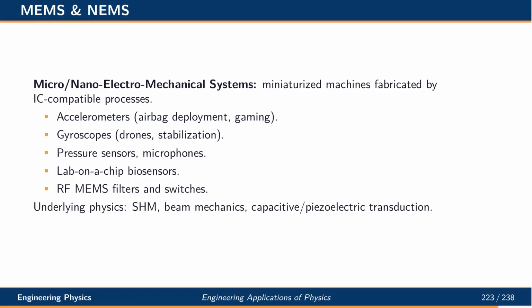Micro and nano electromechanical systems are miniaturized machines fabricated using integrated circuit-compatible processes. Accelerometers detect motion for airbag deployment and gaming. Gyroscopes stabilize drones and smartphones. Pressure sensors and microphones are found in countless devices.